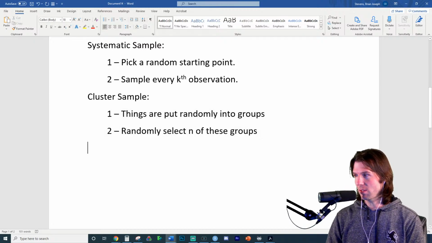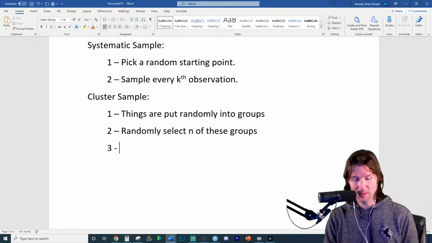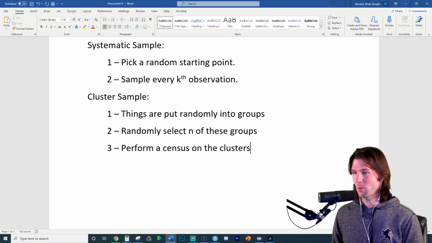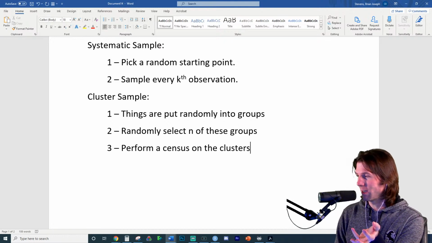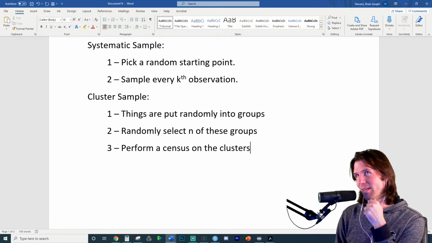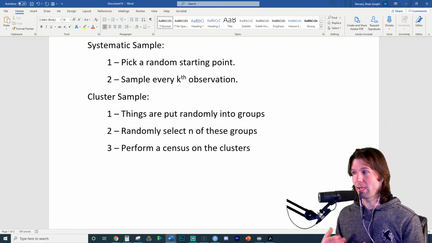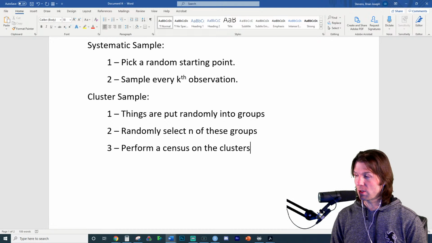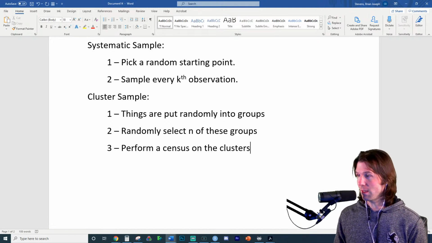You randomly take the clusters, and then people forget the last part here is perform a census on the clusters. I like doing this in class because when I give someone the bag, I say, how many of these M&Ms are you going to eat? And they look at me quizzically, and they're like, all of them? And I'm like, yes, you're going to perform a census. So a census is when you take data on everything in that cluster. A census in a population would be everything in a population, but the census on the cluster is when you take data on everything in the cluster.